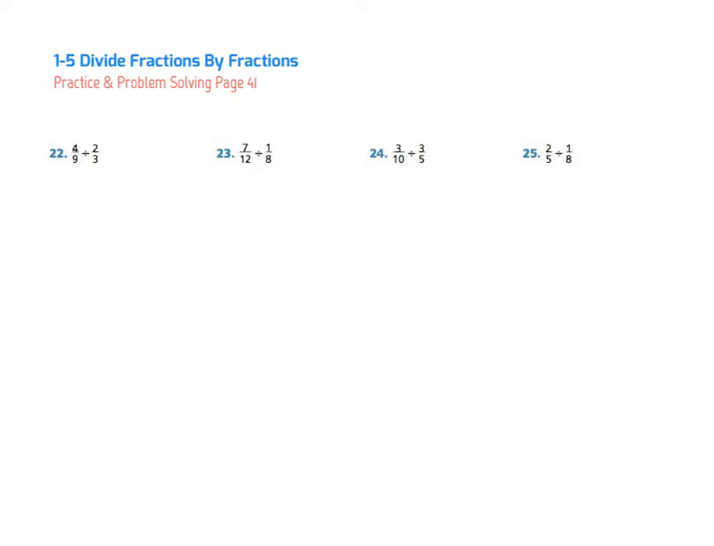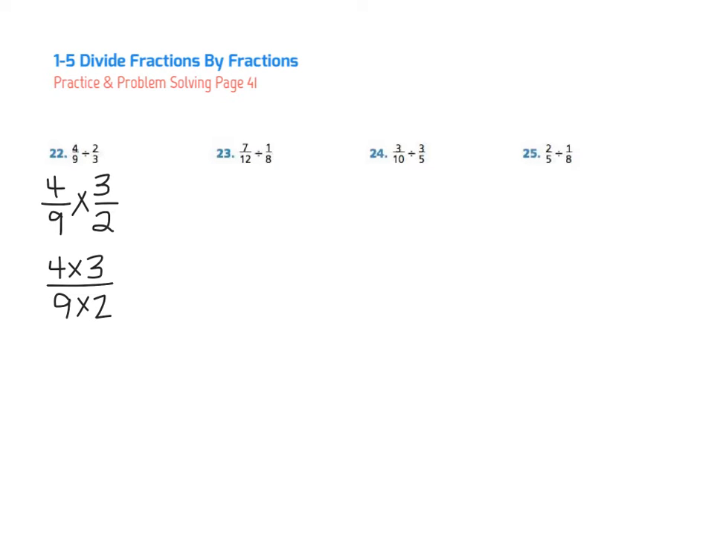So in problem 22, we've got 4/9 divided by 2/3. So remember, we're going to rewrite that as a multiplication. So we're going to take 4/9, change divide to times, and flip 2/3 and make it 3/2. Now I'm going to multiply across. So I'm going to have 4 times 3. And on the bottom, 9 times 2.